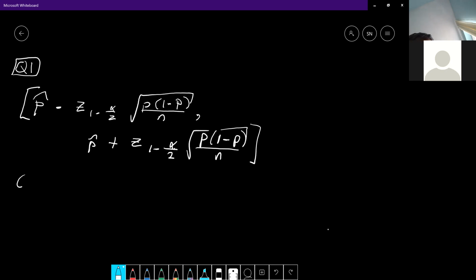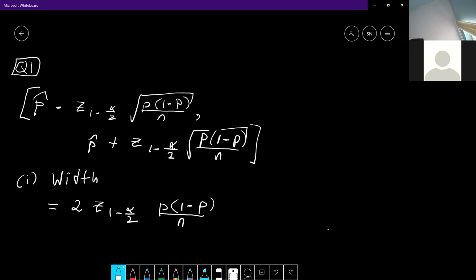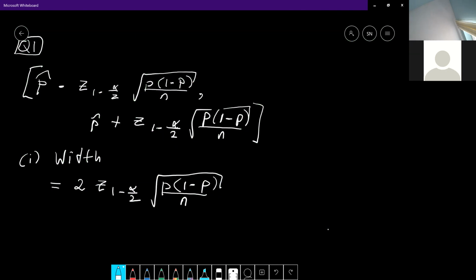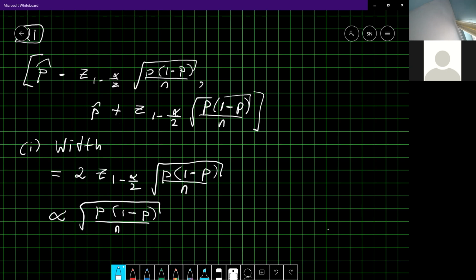Now the first part of the question is to find the width of the confidence interval. Remember, the width is simply the upper limit minus the lower limit, right? So in this case, the width will be 2 multiplied by this. You should take the difference between the upper limit and the lower limit. This is what you get, and clearly this is proportional to this, because 2 is a constant, and Z 1 minus alpha by 2 is also a constant. So therefore this is proportional. That's basically part 1.